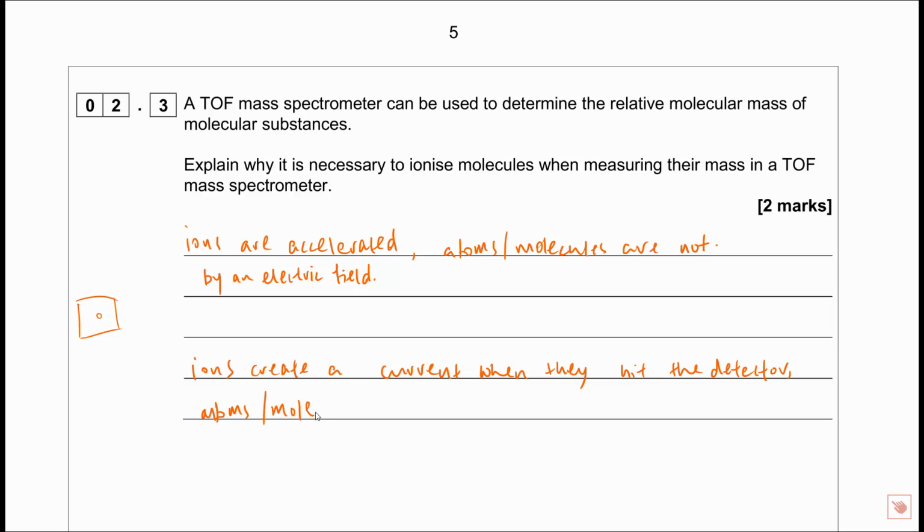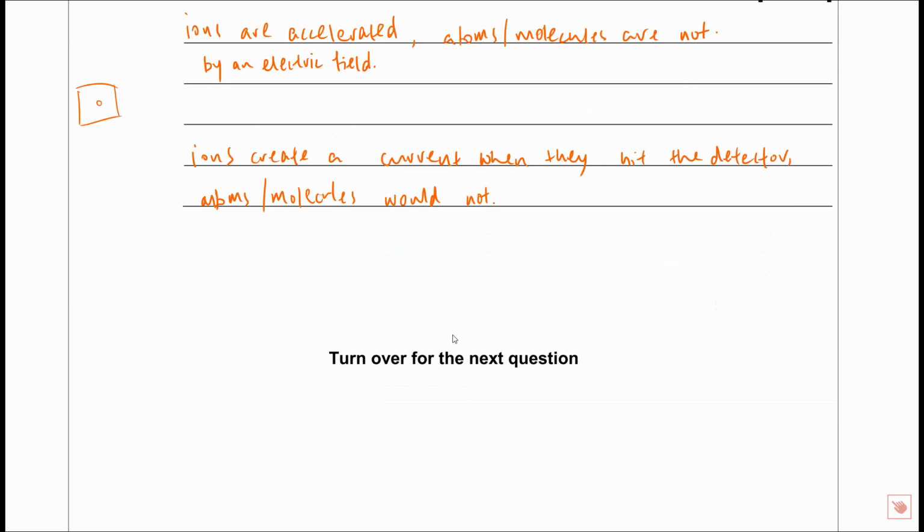Not sure why I've done it with what looks like 2 T's. Atom, molecules would not. Again, 2 marks there, not too bad at all. Just need to know about how the mass spectrometer works really in those key stages.